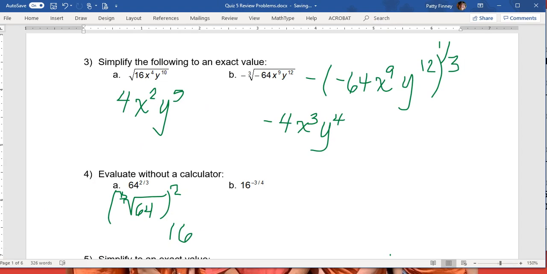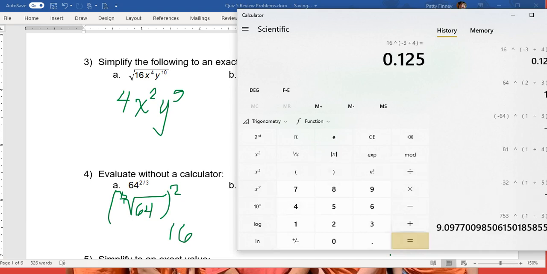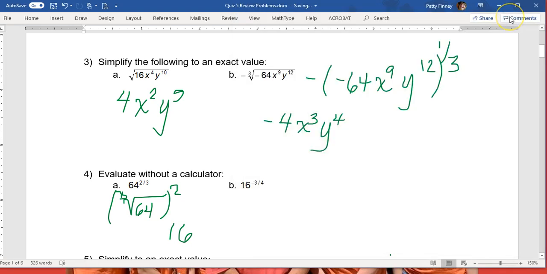Oh, sorry about that. So next we have 16 to the negative 3/4. So we can type that in our calculator also, 16, and then x to the y, parentheses, negative 3 divided by 4, and we get a decimal. That's 0.125. Now I am your math teacher, and I happen to know that that's the same as 1/8.